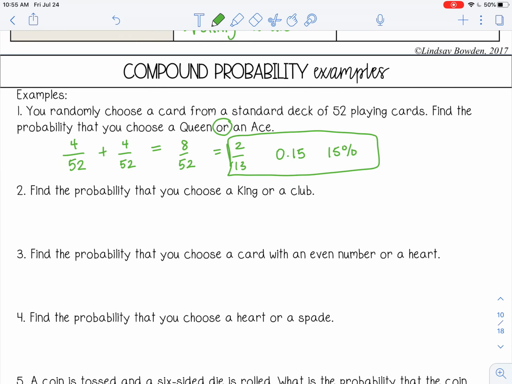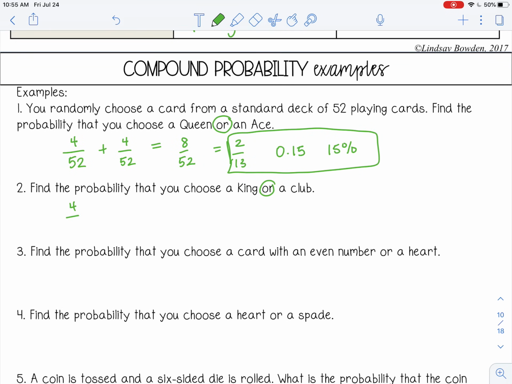All right, next, find the probability that you choose a king or a club. So this is another or event we're going to be adding. So let's do kings first. There's 4 kings in a standard deck of cards.